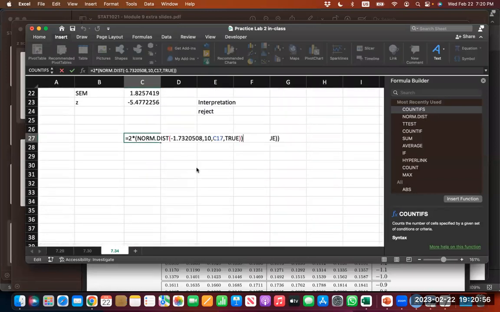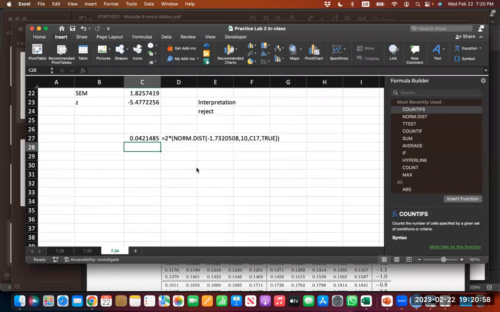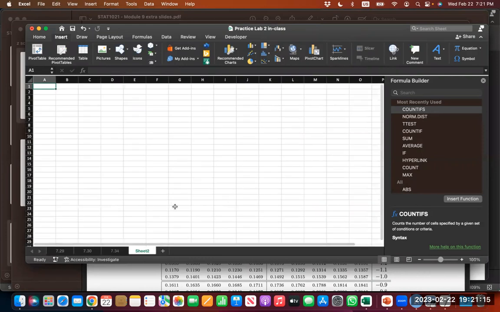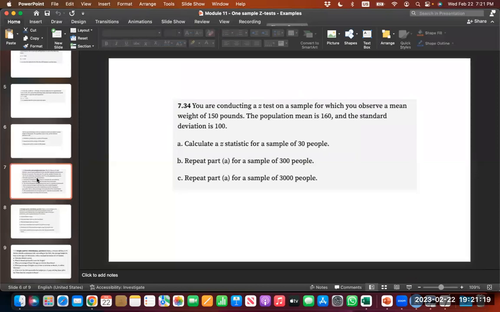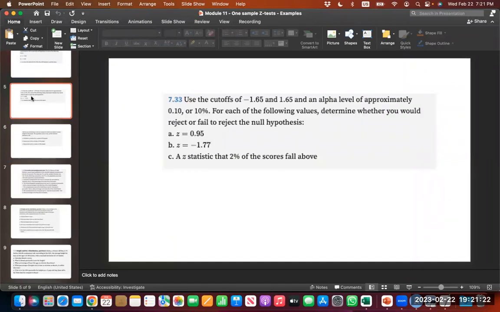Okay, so with norm dist, you can basically do this in Excel. Good. Any questions to any of this? If not, we can do one more example. We can conclude a little earlier. So we have 743. Okay, that's a nice one.